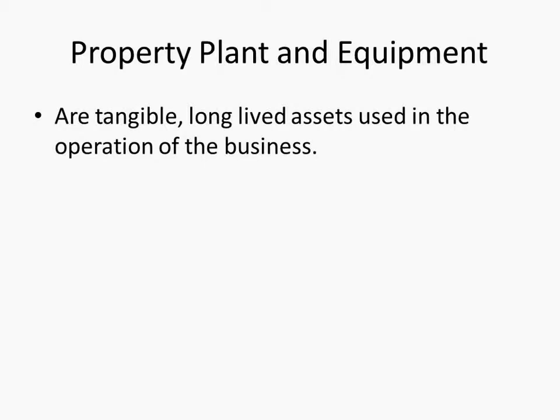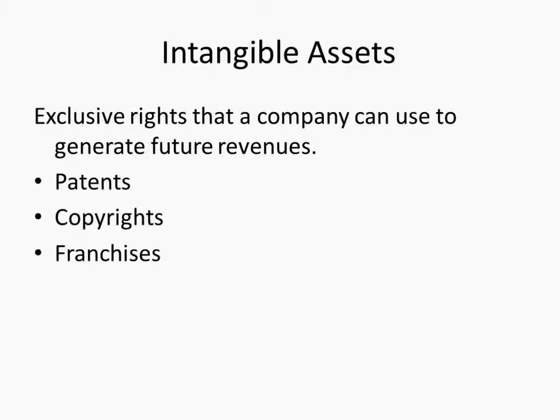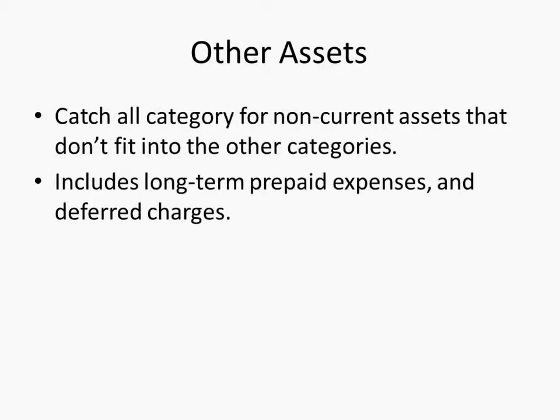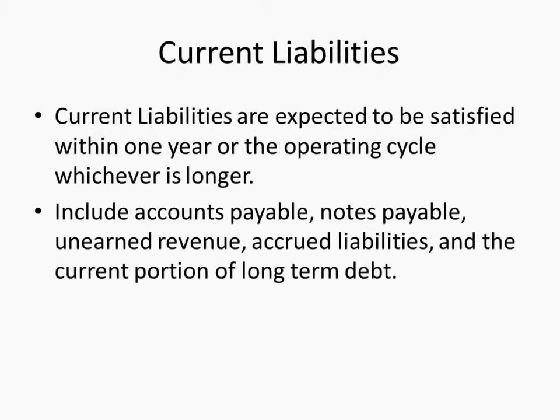Property, plant, and equipment. I feel like this kind of goes without saying. You've taken an intro class. You should know what these things are. Intangibles. We were just talking about that before. Goodwill is not the only intangible that ends up on your books. You have lots of other intangibles that you can show on your books as well. Other assets is a catch-all for things that don't go other places.